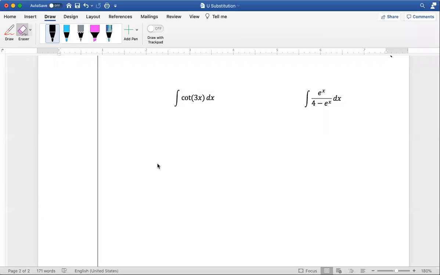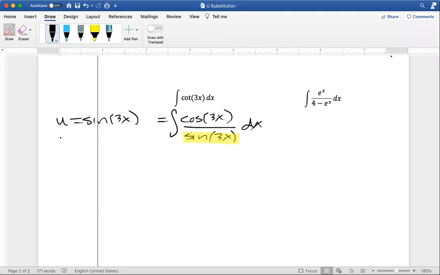Okay, 2 more examples. Okay, let's try this next example. Cotangent of 3x dx. Before I pick my u and du, I don't really know the antiderivative of cotangent. So what I'm going to do is rewrite this as cosine over sine. And then I'm going to pick my u to be that denominator, that sine. So I'm going to pick u to be sine 3x. The derivative of sine is cosine times 3, because I need the derivative of that inside function. Okay, so du is 3 cosine 3x dx.